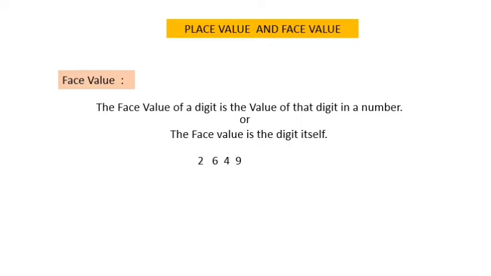Here I have taken a 4-digit number, 2649. If I ask what is the face value of 9 here, according to our definition, the face value is the digit itself. So face value of 9 is 9. Can you tell me, children, what will be the face value of 4? The face value of 4 is the digit itself, that means it is 4.